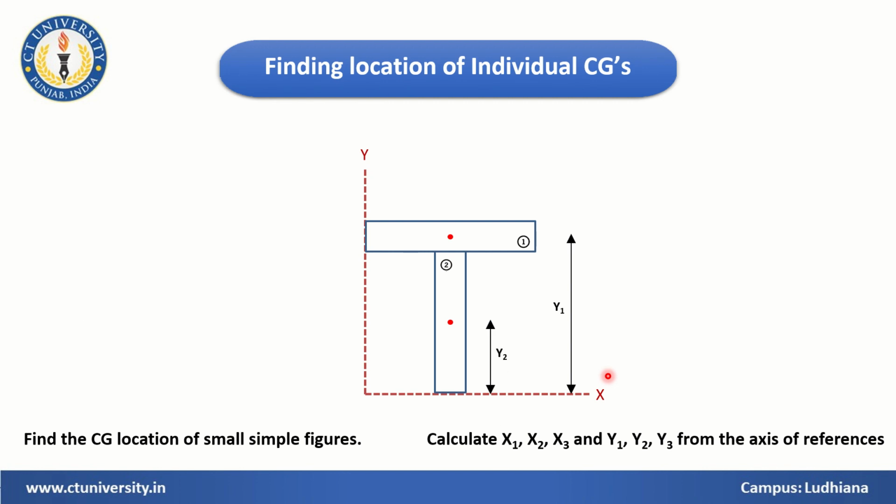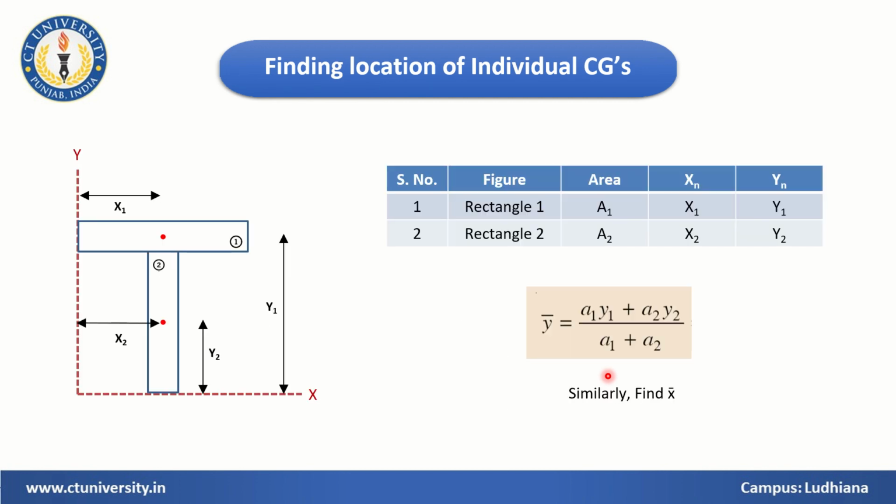So find y1, y2, okay, and again calculate areas A1 and A2 for the rectangles, length into breadth for each rectangle. So you have found x1 y1 and x2 y2 also, and plug in your values in this formula. You can find y bar, that will be A1 y1 plus A2 y2 divided by A1 plus A2, and similarly you can find x bar also.